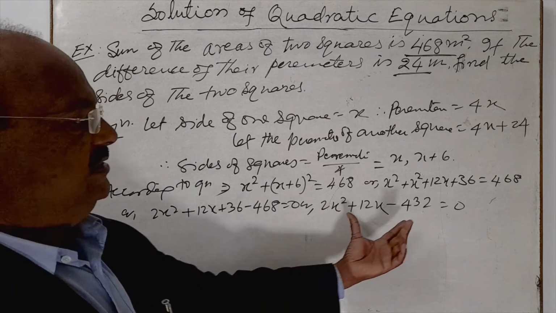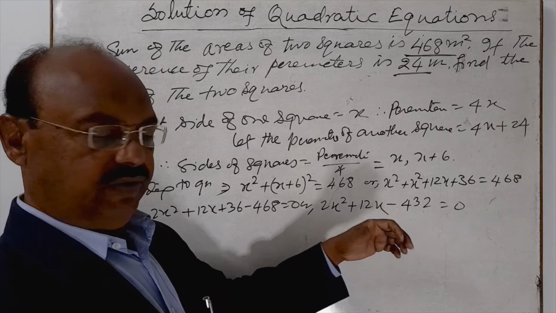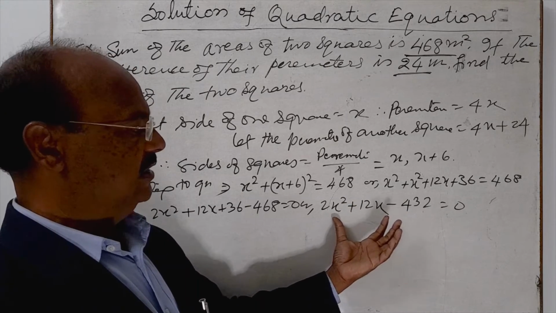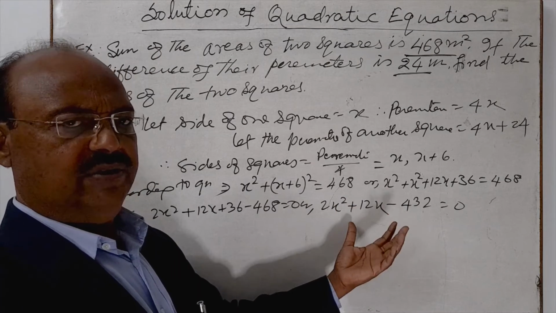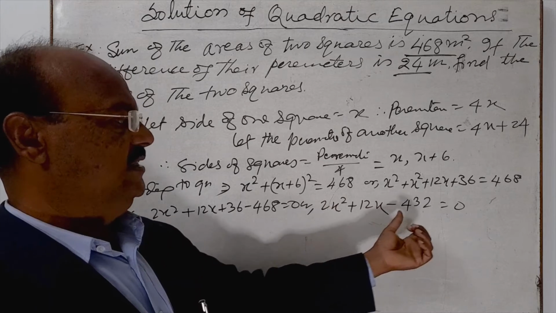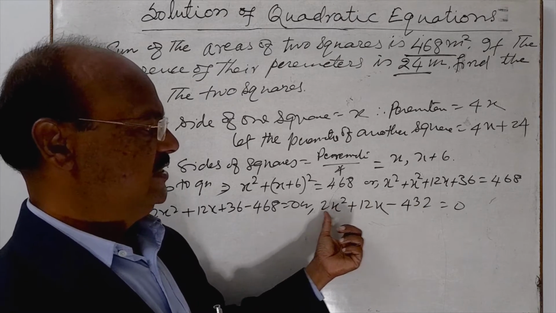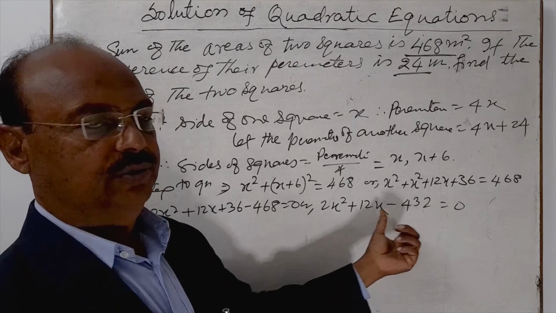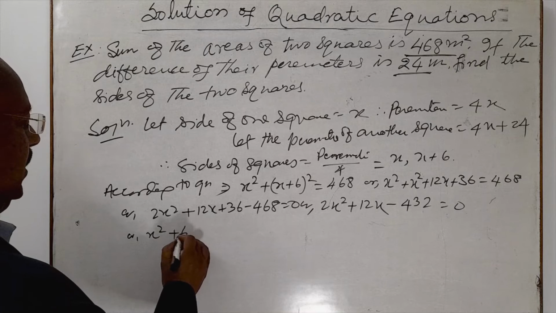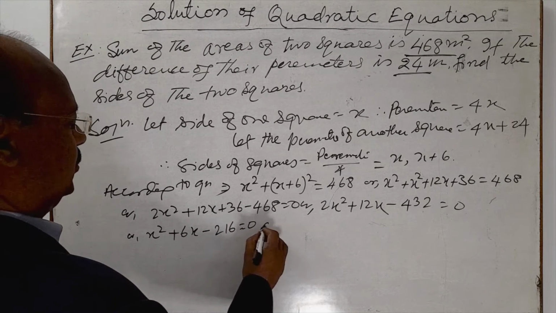Now we will factorize this quadratic equation by splitting the middle term. And we have done this kind of steps. We have already taken factorization of the quadratic equation in previous videos so many times. So you can understand it very well. But before factorizing this expression, you see 2 is common in every term. So let us divide this quadratic equation by 2 throughout. So you will get x square plus 6x minus 216 is equal to 0.